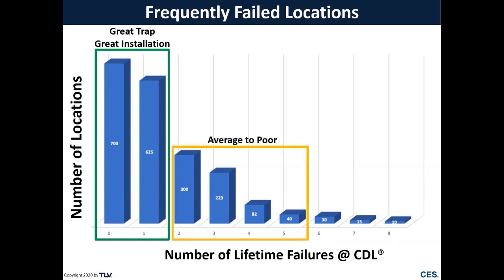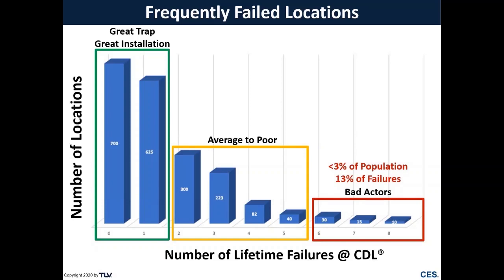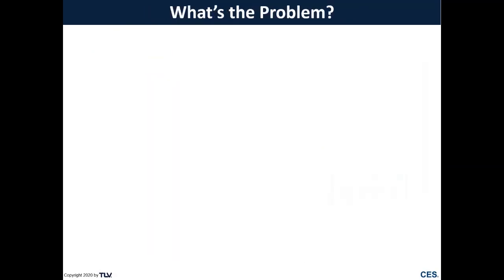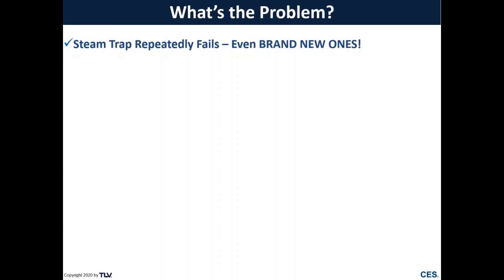We may have a group that have average to poor performance, and then we have these outliers over here. And these are what we would consider our bad actors. And generally what we see is 2 to 3% of the population is going to account for 10 to 15% of the overall site failures. So why is that? What's the problem with these CDLs?